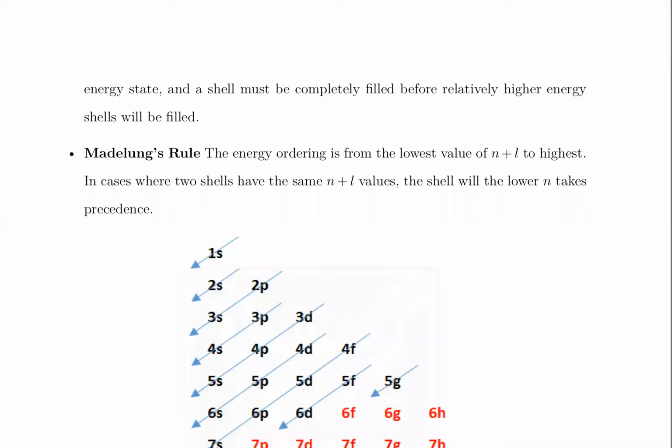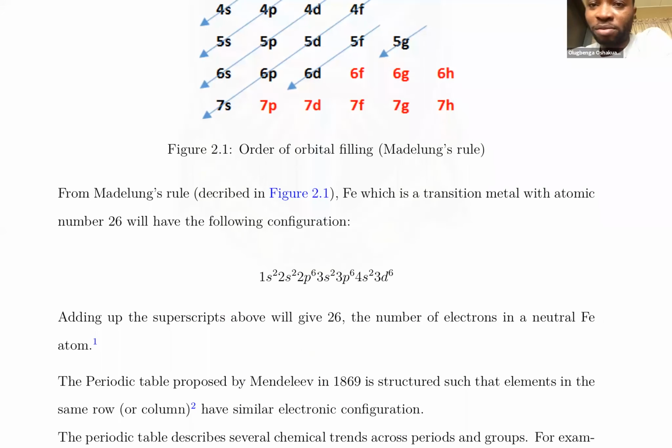Okay, so from Madelung's rule, I've put up here an example: iron, Fe, which has 26 electrons. We start with 1s, 2s, 2p, 3s, 3p. We spoke about 4s even before finishing 3. So the 4s shell has a lower energy compared to the 3D shell.